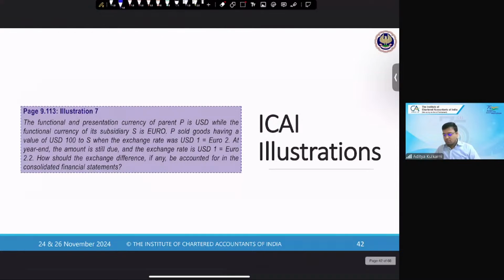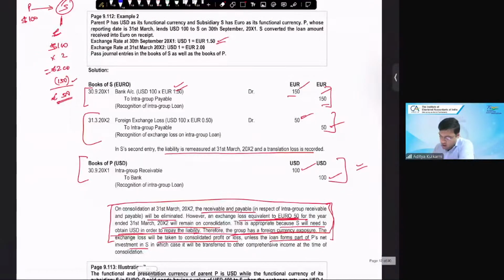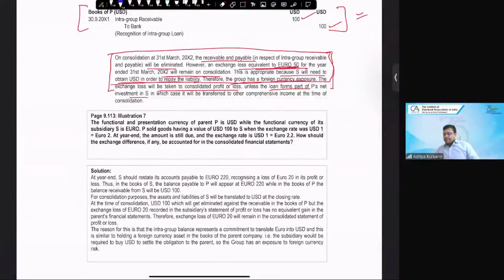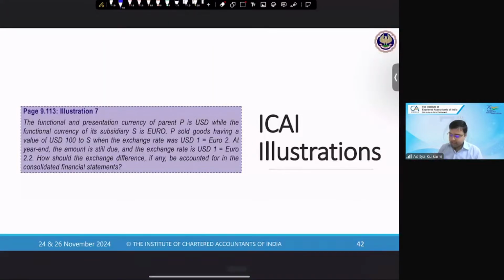Now, a similar position. The only thing is, instead of a loan, this is a sale of goods. Will there be any change in the treatment? Answer is no. Whatever currency fluctuation has happened, it will remain as a loss or a gain because that represents the group's exposure to the foreign currency. Are we able to understand?